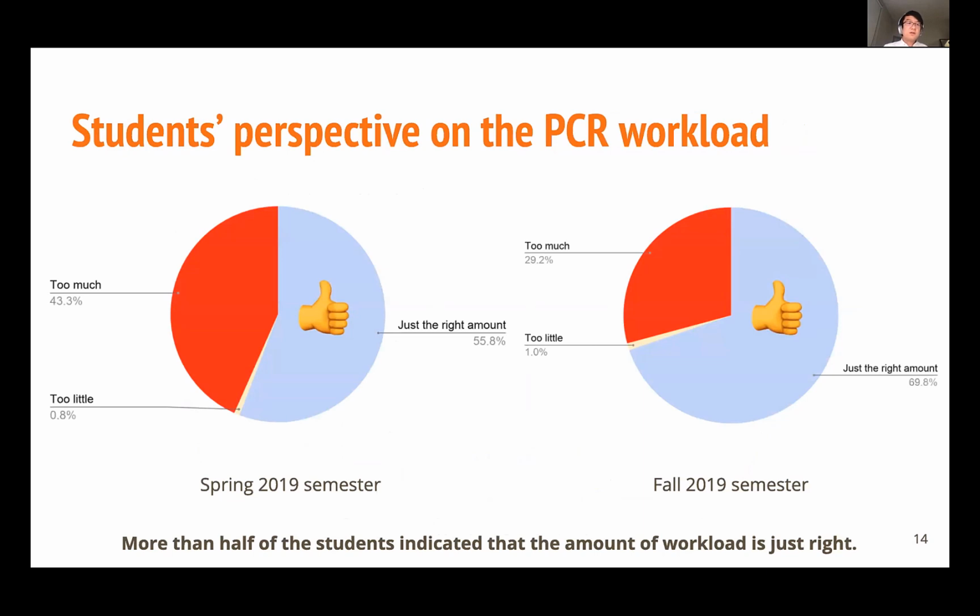On average, students spend a little over 1 hour each week on code review, and more than half the students responded positively on the amount of workload. In addition, we see that fewer students complain about the workload in the fall 19 semester, as the percentage of students who selected too much has dropped.